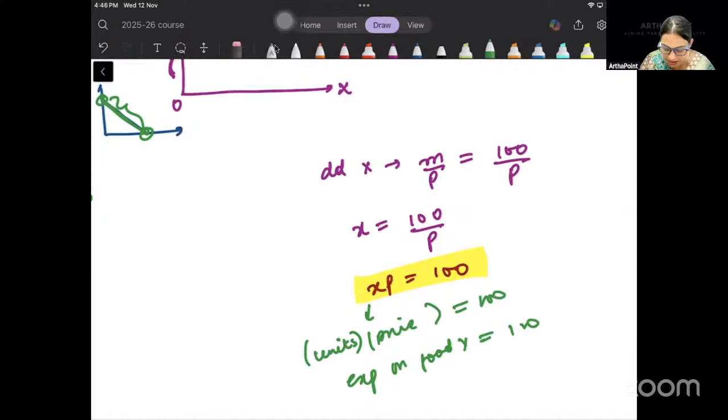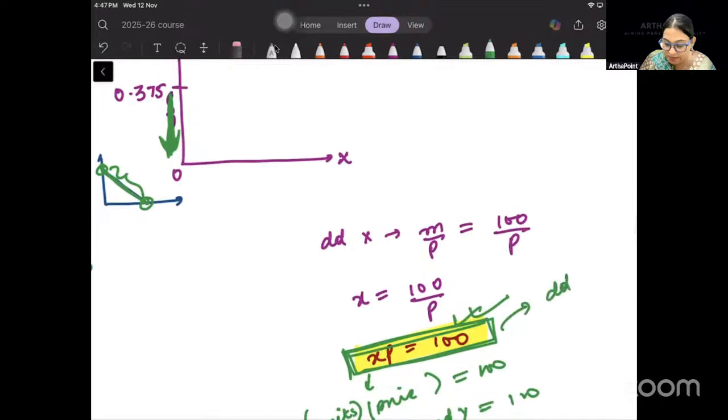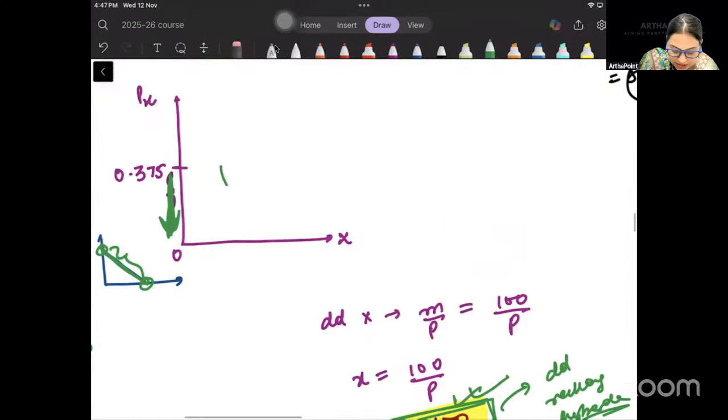Good. Because x into p is 100, it means I am always spending 100 rupees. So if I'm always spending 100 rupees, it is unit elastic. Whenever the price of good x is less than 0.375, my expenditure on good x is always 100. It is unit elastic. For unit elastic, the demand curve is a rectangular hyperbola. So we can say that the demand curve is a rectangular hyperbola.